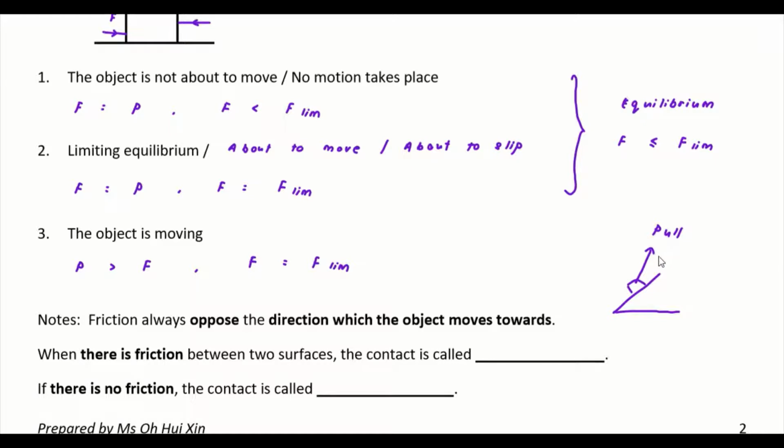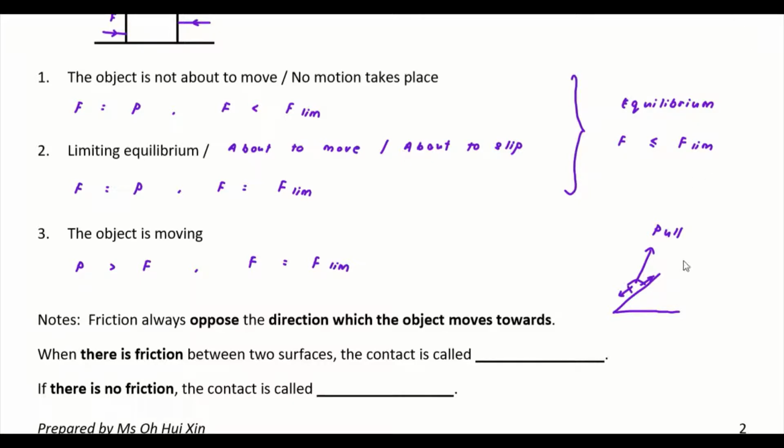So that will be the first case. Let's say the object is actually going to slip downwards. When the object is trying to slip downwards, you are trying to pull it. So the direction of the object's motion is downwards, and that's why the friction is going to be going up. Okay, so that's the first idea.